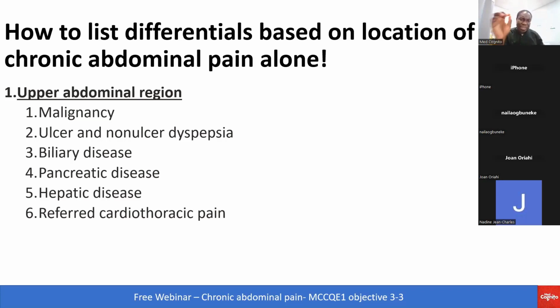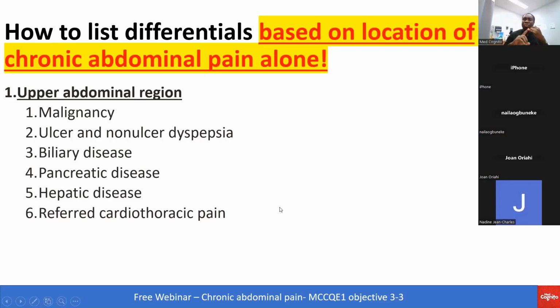And then you can also have hepatic disease. And you can also have patients who have referred abdominal pain, and that particular abdominal pain or cardiothoracic pain causing epigastric pain, which is also chronic. So these are the differentials you want to look at.